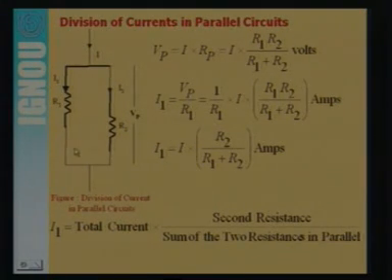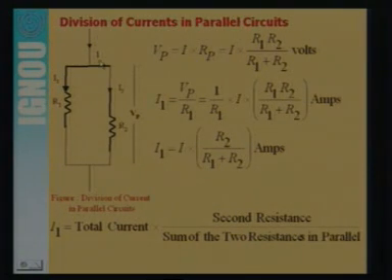What is the current I1? I1 is equal to the voltage across this. Both are in parallel, so the voltage will appear the same. So this is Vp divided by R1. Put the value of Vp from the first equation, then you will get I1 equal to I multiplied by R2 divided by R1 plus R2. This is the shortcut formula for this kind of problem.